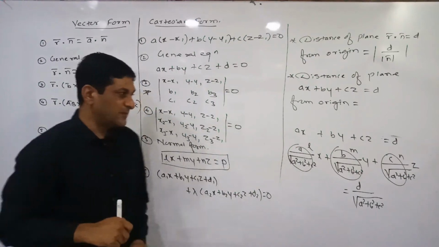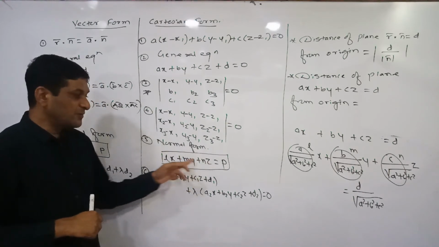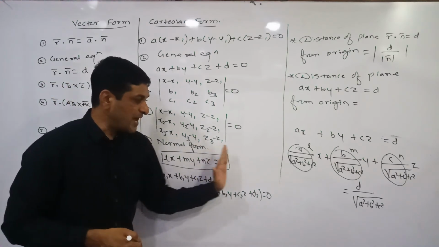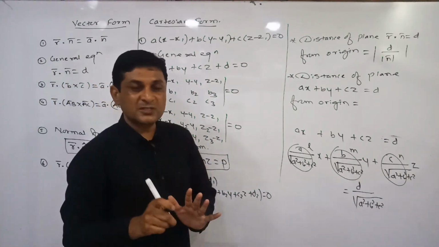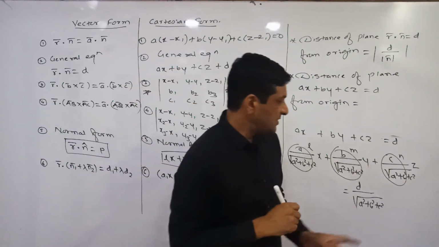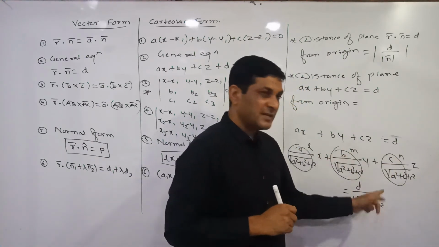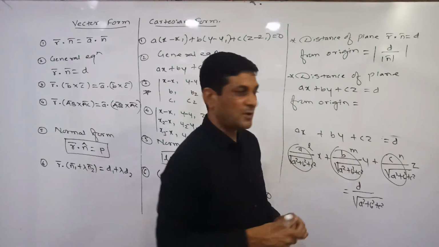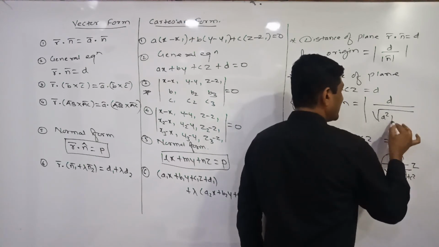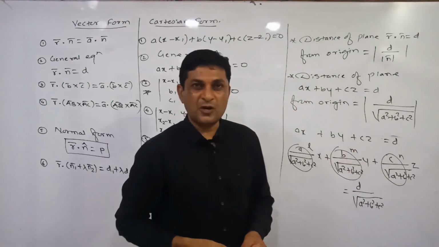Now check whether this equation is in normal form, lx plus my plus nz. If the coefficients of x, y, z are direction cosines, that is l, m, n, at that time the value on the right hand side is called the distance of the plane from the origin according to this theorem. So here this is the value on the right hand side, meaning if these are the direction cosines, the value on the right hand side is nothing but the distance of the plane from the origin. So what formula are we getting here? Mod of d upon under root a square plus b square plus c square. Why are we giving mod here? Because distance cannot be negative.